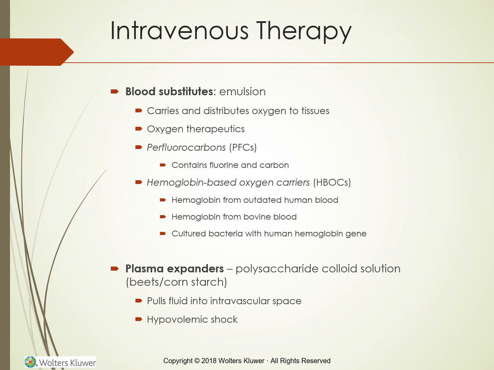Plasma expanders are non-blood polysaccharide colloid solutions derived from beet sugar or cornstarch. Examples include dextran 70, 6%, called Macrodex, dextran 40, 10%, called Rheomacrodex, and hetastarch 6%, called Hespan.